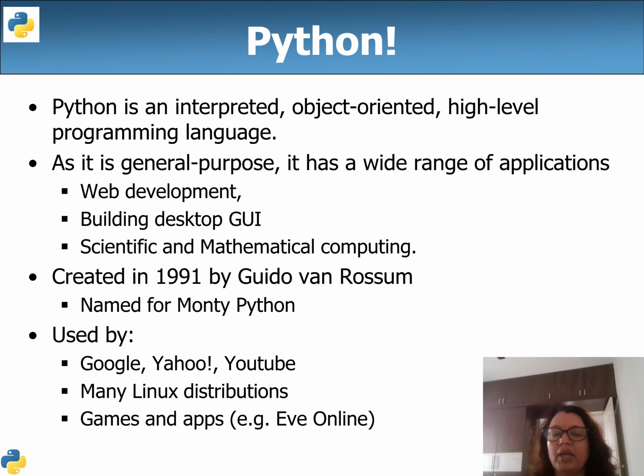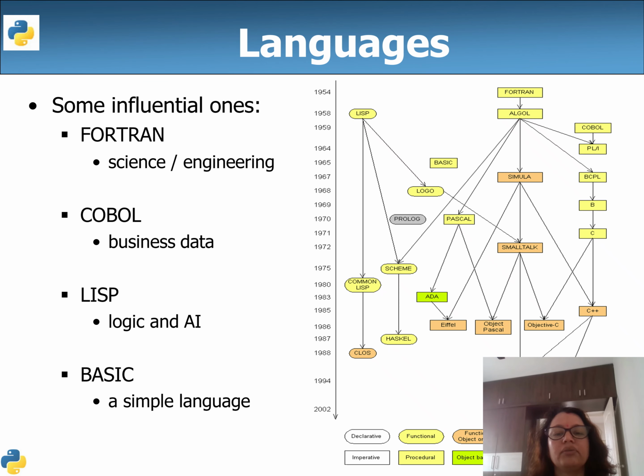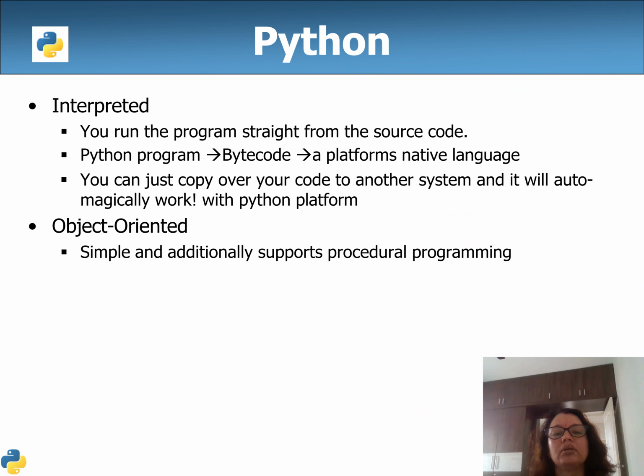So, what is Python? Python is an interpreted, object-oriented, high-level programming language. As it is general purpose, it has a wide range of applications, such as web app development, building desktop GUI, and scientific and mathematical computing. It was created by Guido van Rossum in 1991, and is used by Google, Yahoo, YouTube, many Linux distributions, games and apps. These are the different programming languages. So Python is an interpreted object-oriented programming language.